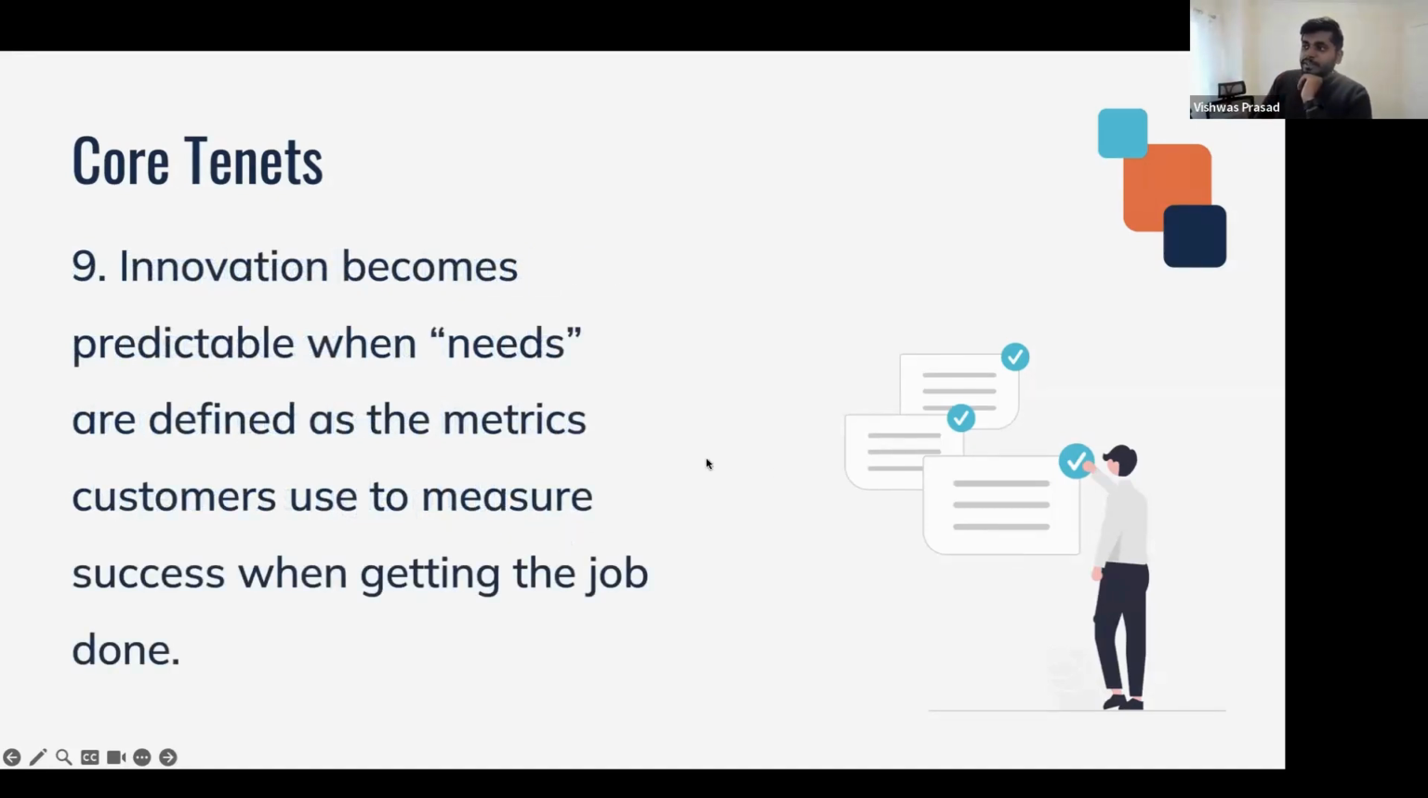Innovation becomes predictable when needs are defined as metrics customers use to measure whether they are getting the job done or not. So that's the final tenet. Where this becomes important is that you can use this a lot in how you set up your pricing and monetization, or revenue, right?